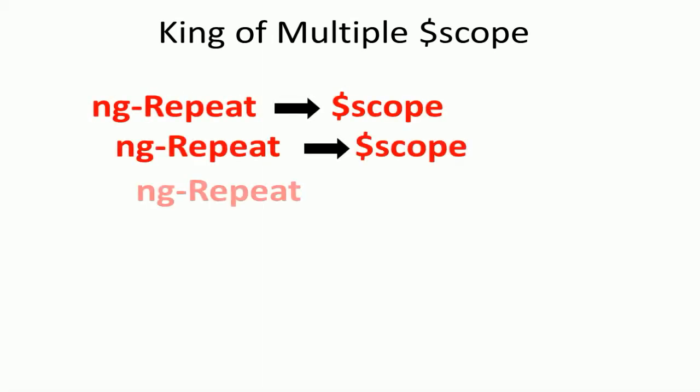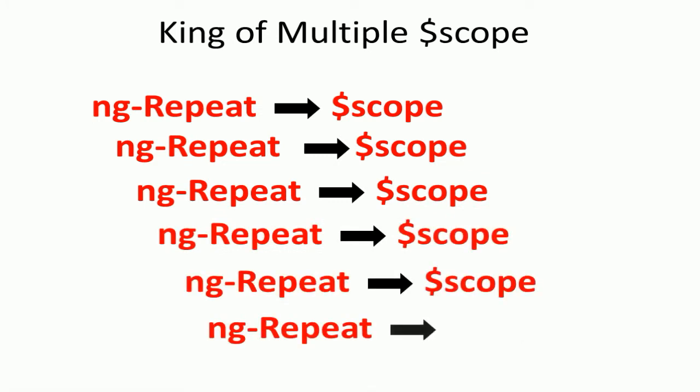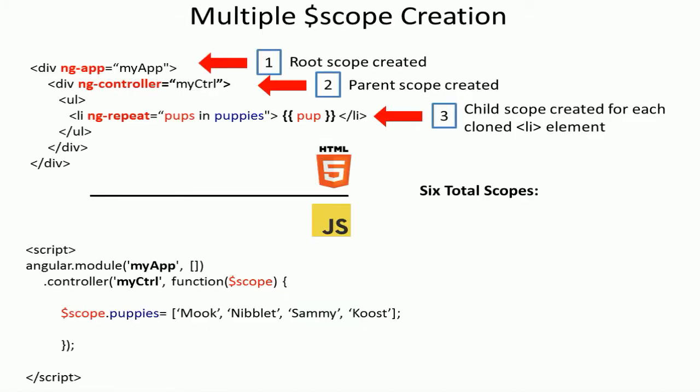And now, for the king of element cloning and multiple scope creation, the ng-repeat directive. ng-repeat clones the element for each item in a collection and creates a constrained sibling scope for each. ng-repeat also binds the collection item property to each scope it creates. ng-repeat is a directive that both creates scope and binds to scope. In this application example, a total of 6 scopes are created.